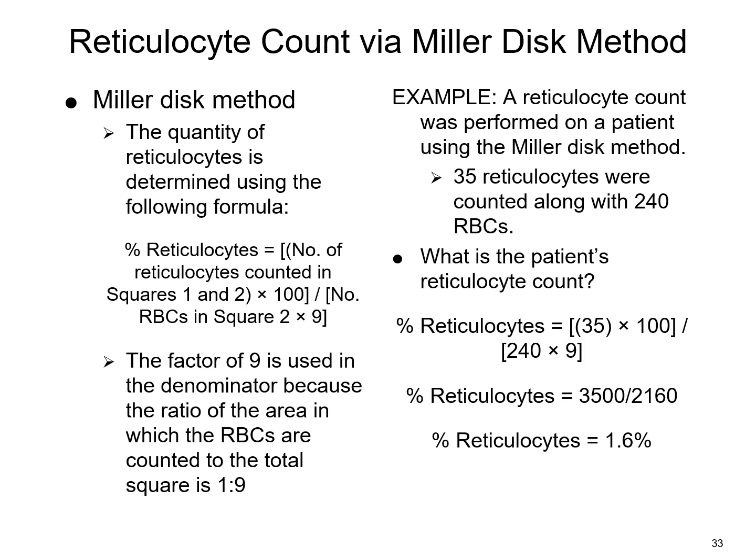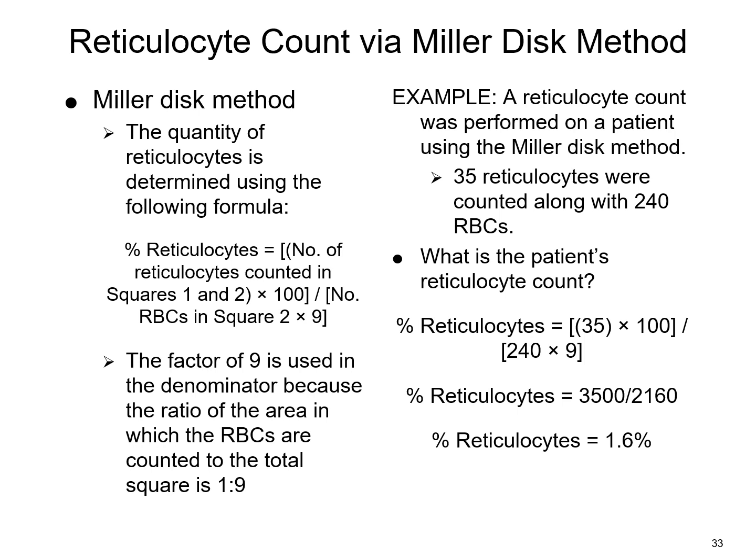Now, why 9? Well, that's because that small square is 1 out of 9 parts of the whole. So when you look back at that previous slide, you can tell that it's 1/9 of that total large square. So for this particular example, retic was performed using the Miller disc. 35 retics were counted along with 240 red blood cells.